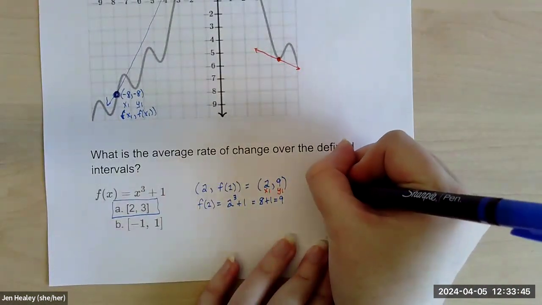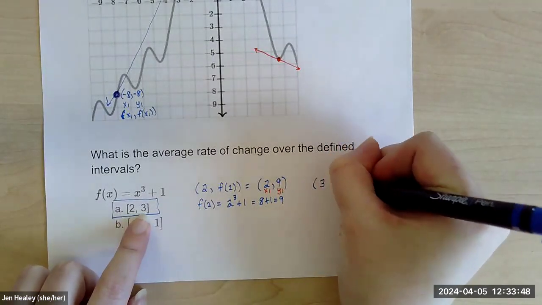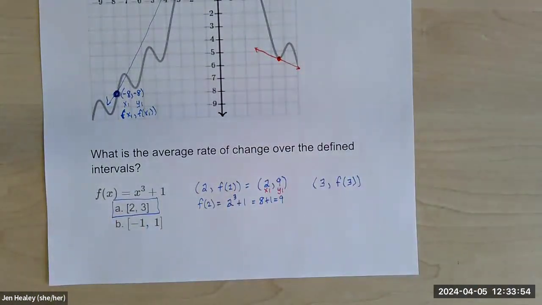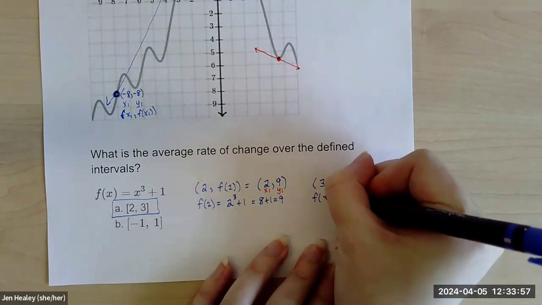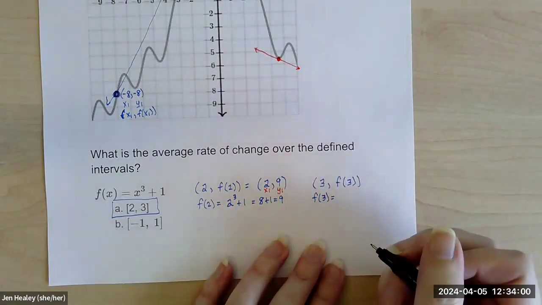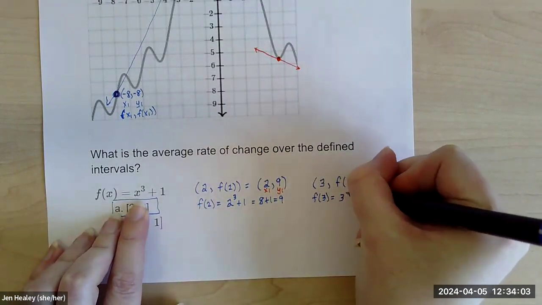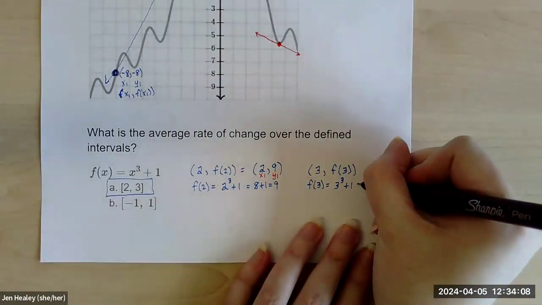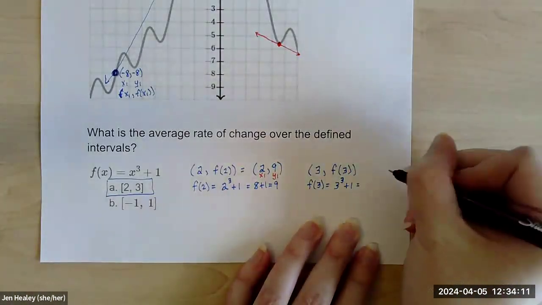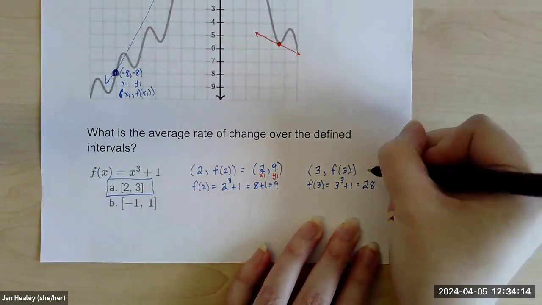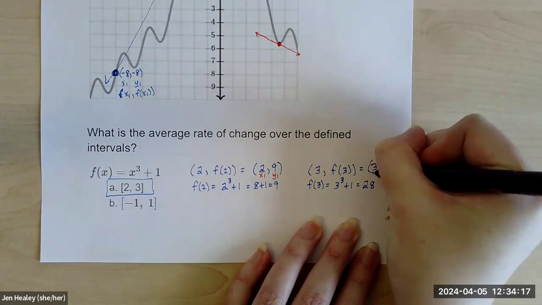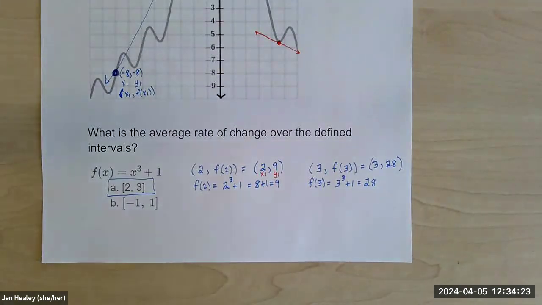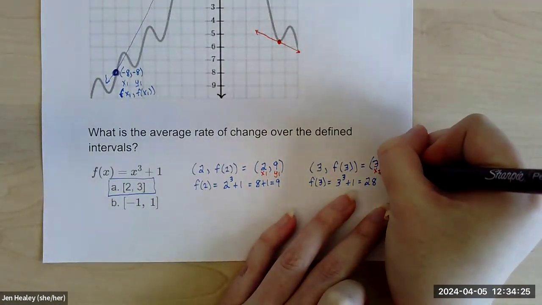And then my second point needs to be using the 3 comma f of 3. So f of 3 is just 3 cubed plus 1 more. So 27 plus 1 more, 28. So I have the point 3 comma 28 as my second point. So I'm going to call that x2, y2.